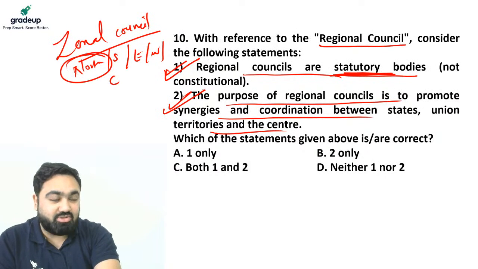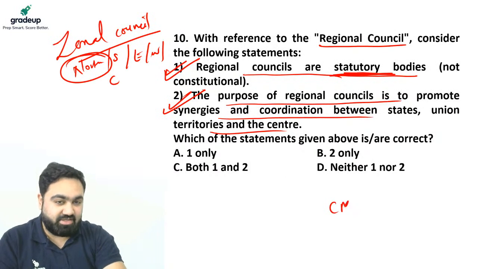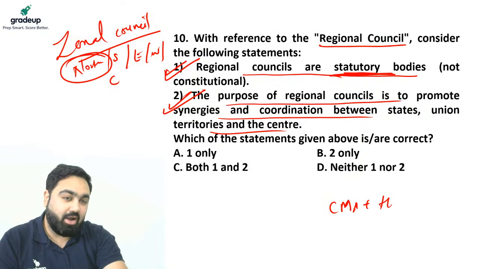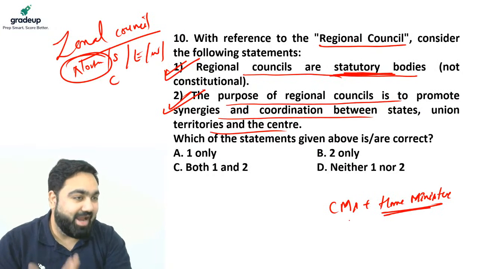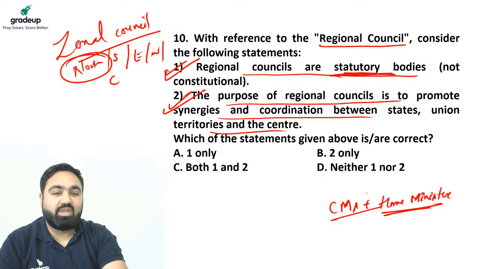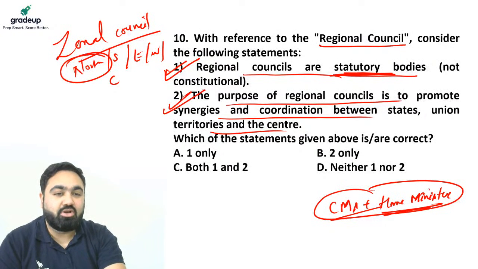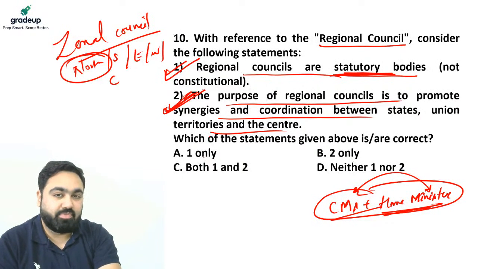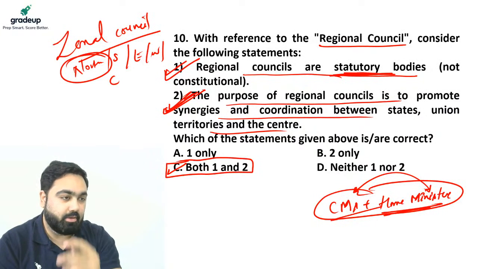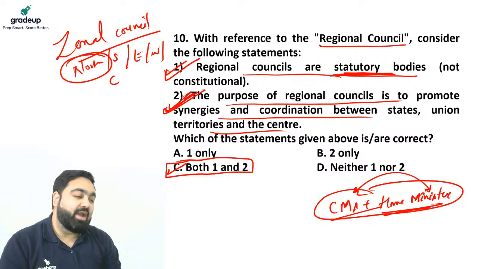Every zonal council or regional council has the chief ministers of the states plus the home minister of India. Home minister is the head of all the zonal councils. Since home minister is the head of all the zonal councils, this is obviously a body made to coordinate between the states and the center. So second statement also is true. Thus, C is the correct answer, both 1 and 2. Okay.